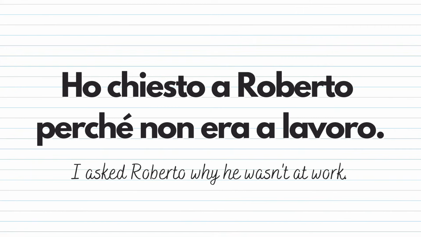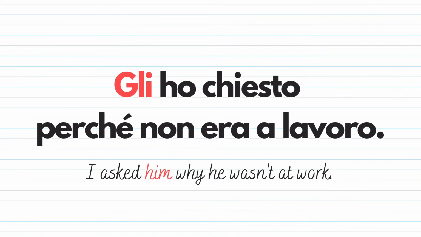The cookies. Ho chiesto a Roberto perché non era a lavoro. In this sentence, we're trying to replace a Roberto. And this is pretty easy. We have the verb chiedere. Ho chiesto, I asked. So it's a verb of oral and written communication. And we also have the preposition a. So we can say that a Roberto is an indirect object. And we can replace it with an indirect object pronoun. Gli. We're going to use gli, to him, because Roberto is masculine and singular. So, gli ho chiesto perché non era a lavoro. I asked him why he wasn't at work.